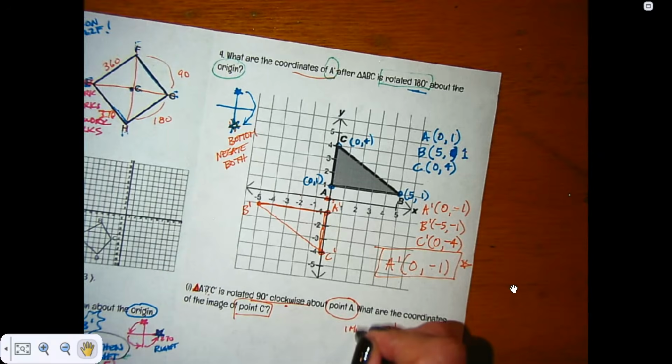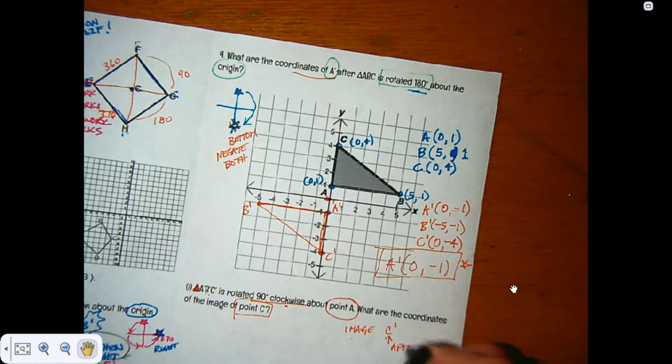So we want to know basically what the image of C is. What would we call the image of C? That would be the one after. So it's the one after this. The one after that is going to be C double prime. So really they're asking for C double prime, right? That's the one they want.